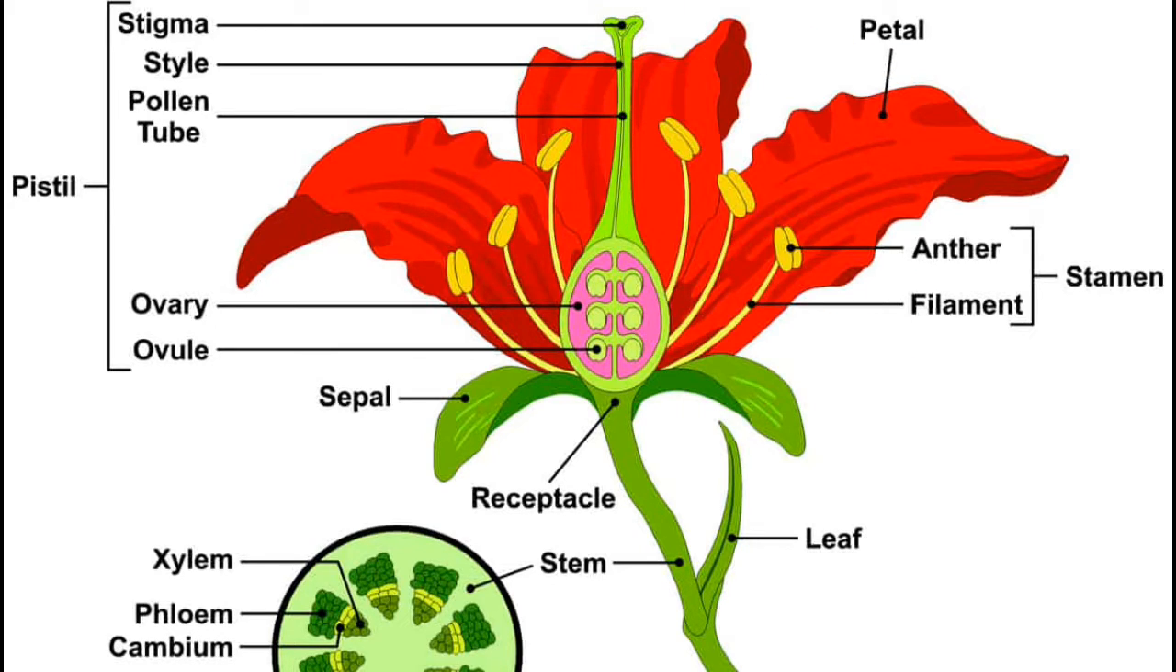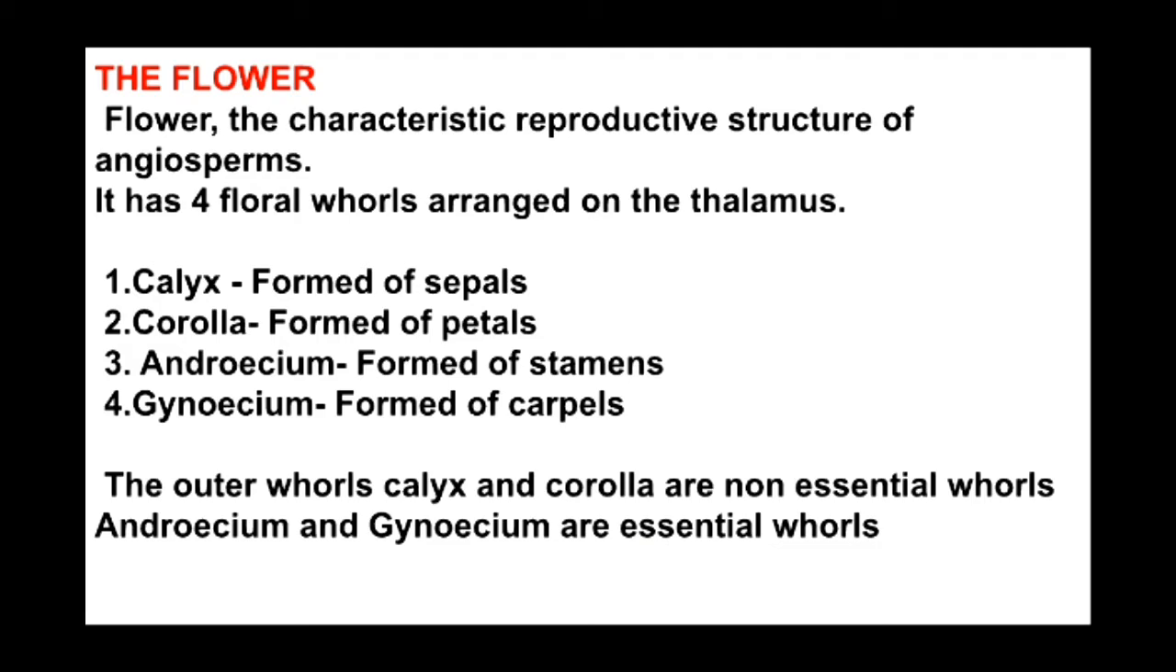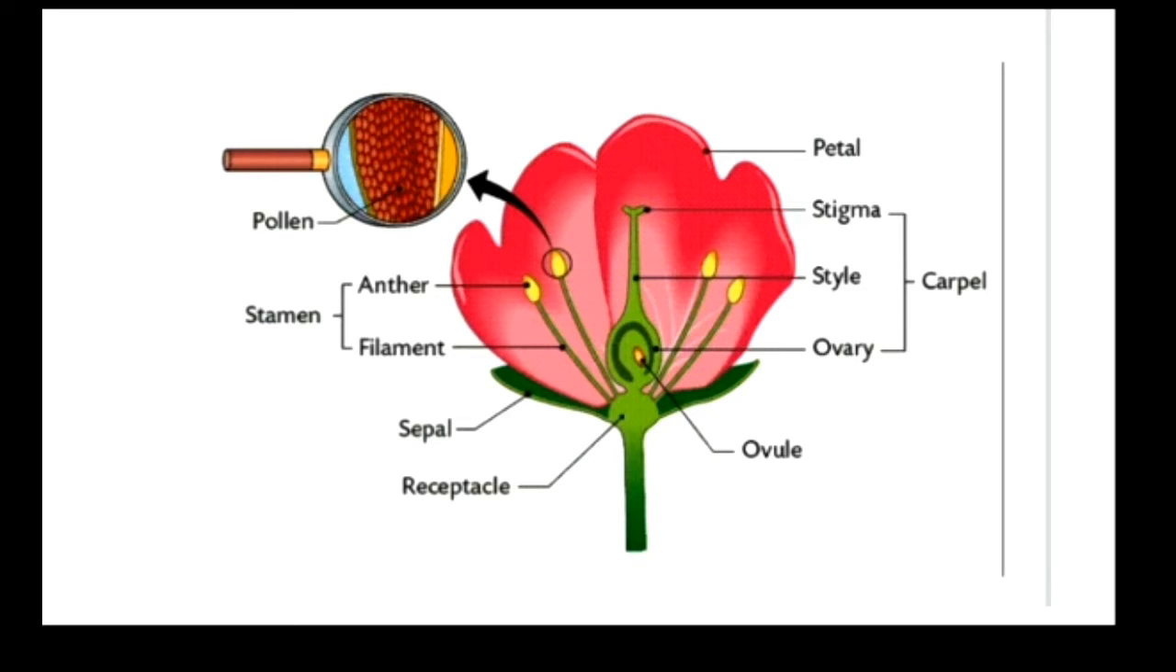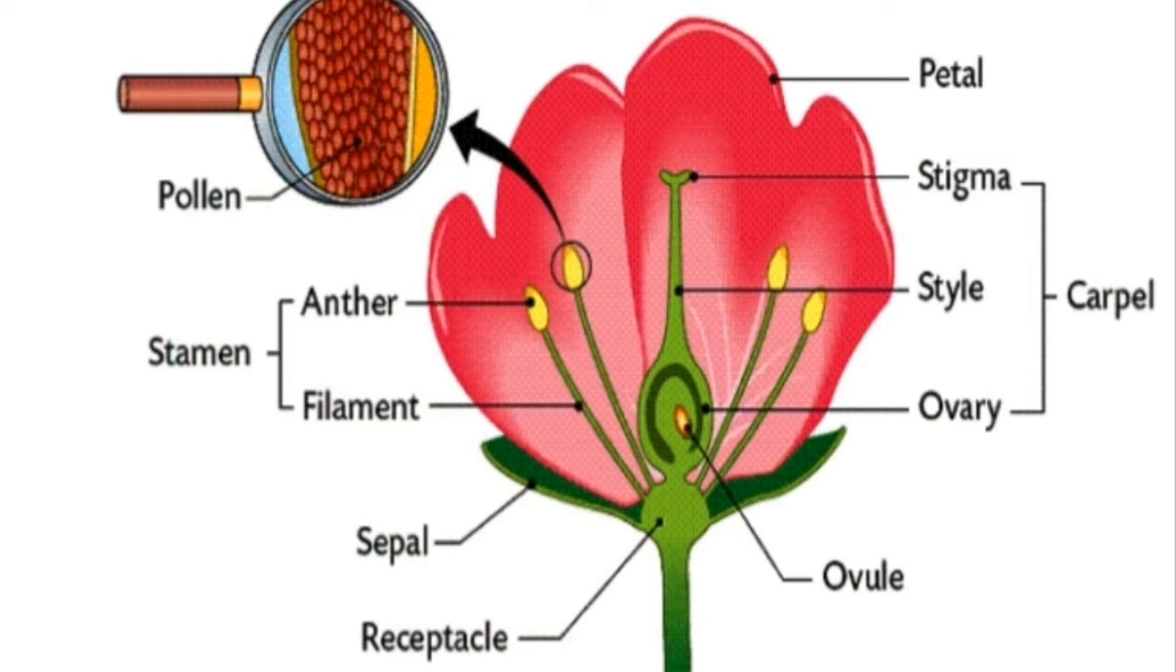Calyx and corolla are outer whorls. They are called non-essential whorls because they do not directly take part in reproduction. Androecium and gynoecium are essential whorls as they participate directly in reproduction. This picture shows different parts of a flower. We can see the units of 4 whorls, that is sepal, petal, stamen and carpel.